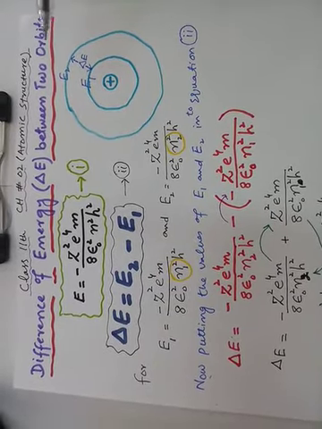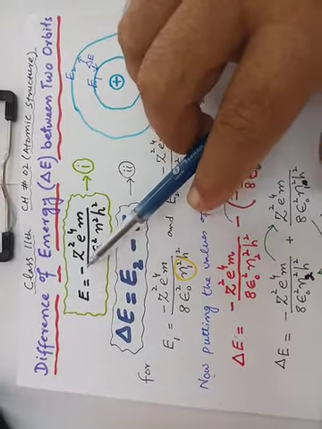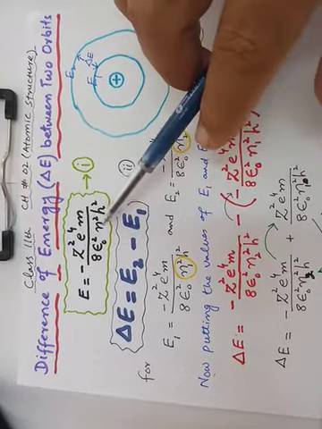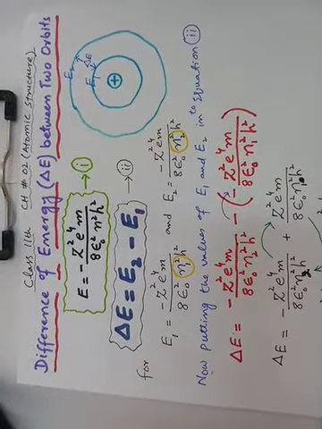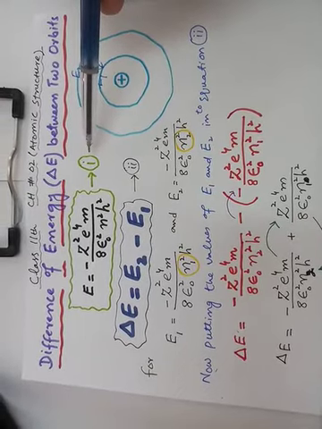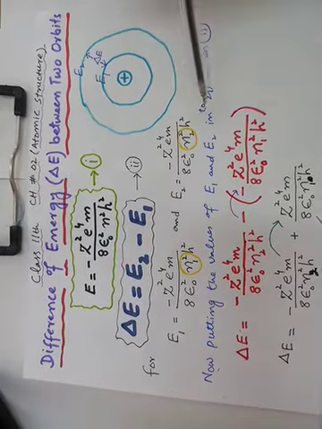So let me start. We know that the energy of an electron is given by minus Z e square e to the power 4 m over 8 pi epsilon naught square n square h square. This equation we have already derived and discussed in the energy of an orbit.